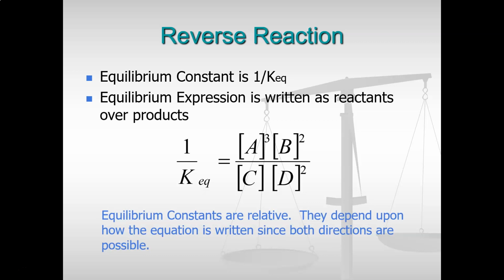So one really important thing to keep in mind is that equilibrium constants are relative. It really depends upon how you write the reaction. What if I had, instead of saying 3A plus 2B, had said C plus 2D yields 3A plus 2B? We would be talking about the complete inverse of everything at this point. So you've got to think about what the actual reaction makes the reactants and the products, the way that it's shown.